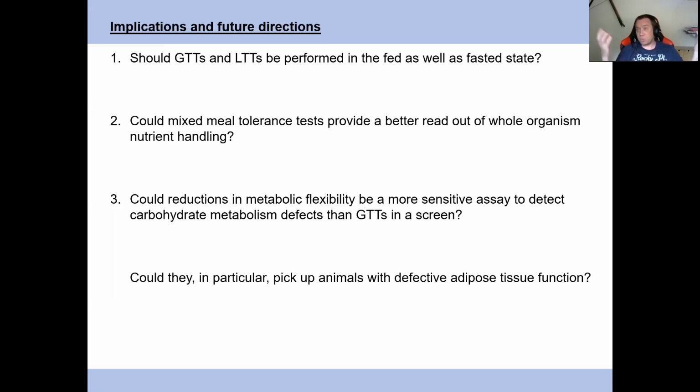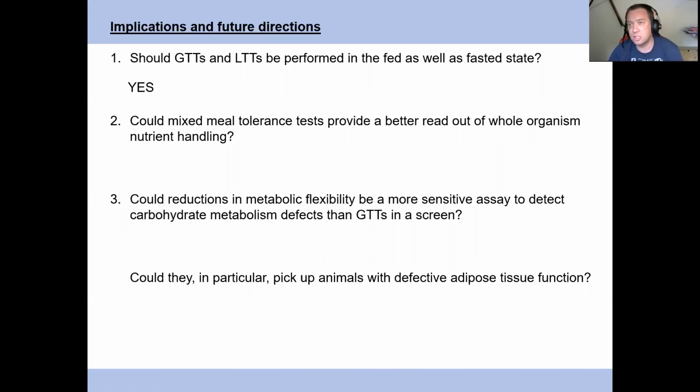So the first question is, should we consider doing GTTs and LTTs in fed states as well as fasted states? I would argue definitely yes. The gamma-2 mice, whilst having a pretty much normal GTT in the fasted state, actually separate really quite nicely in the fed state. Could mixed meal tolerance tests provide a better readout of whole organism nutrient handling than, say, GTTs? And I agree that's the case.